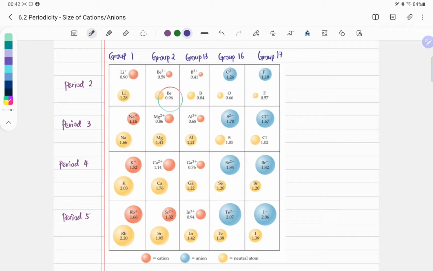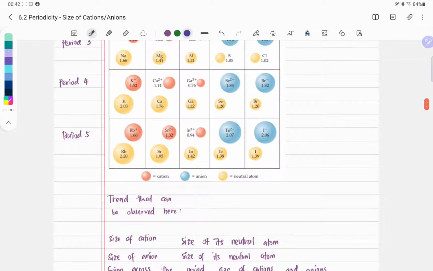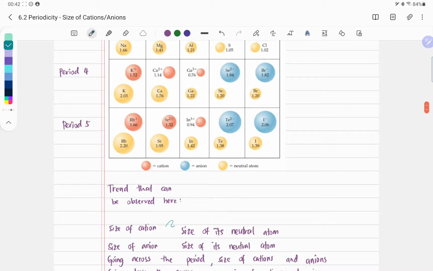Kalau kita tengok beryllium, it is 0.96. Beryllium 2+, it is 0.59. Kalau kita tengok boron 0.84, 0.41. So kita nampak trend di sini. Okay, so we see a trend here that the size of a cation is always smaller than the size of its neutral atom.